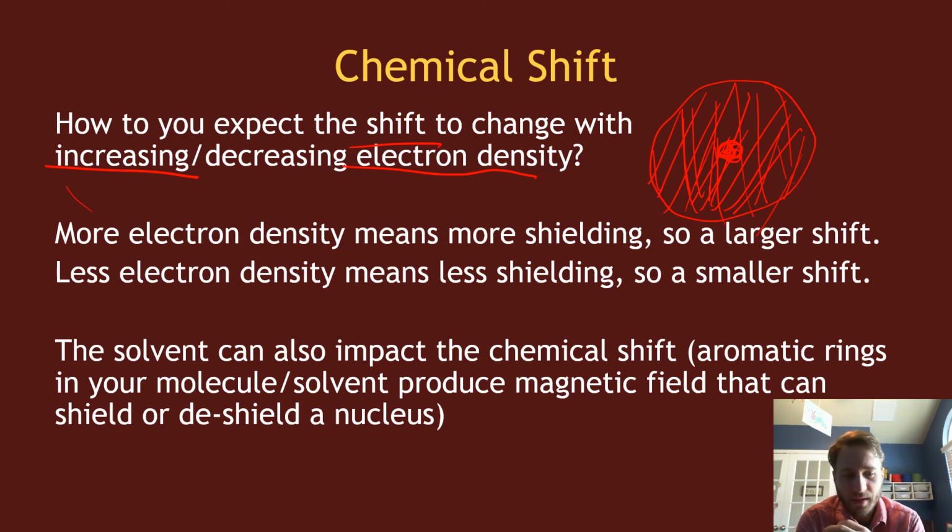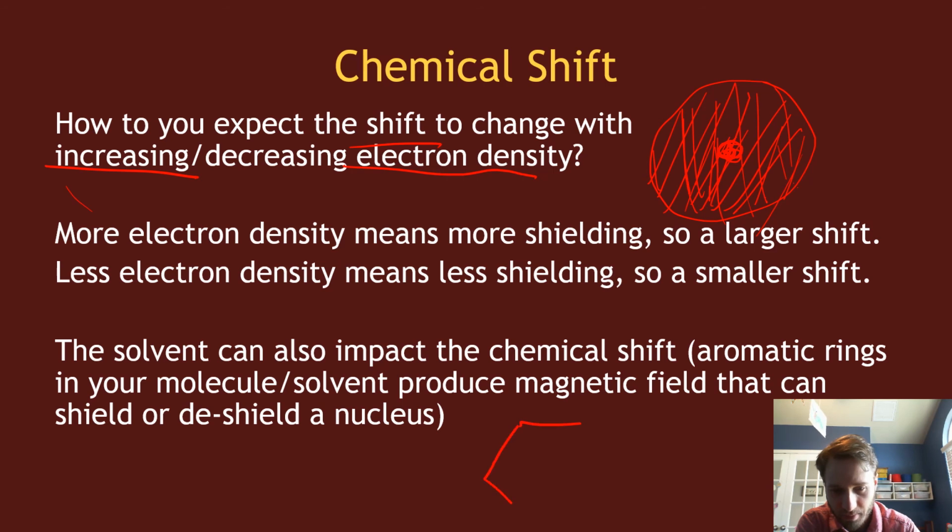There are other things besides just the electron density around the nucleus. Things like the solvent around the molecule can have an impact, because the solvent itself can have some amount of orbital angular momentum and can generate its own magnetic field, which can affect the external magnetic field strength that reaches your nucleus. Things like aromatic rings can also shield or de-shield the nucleus.